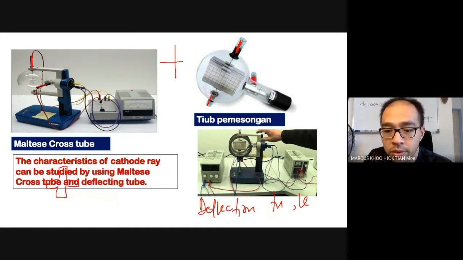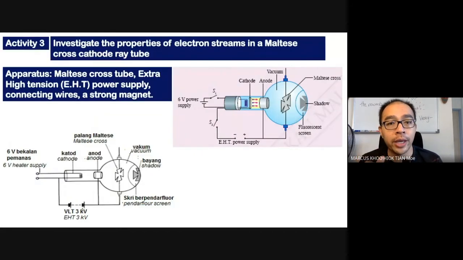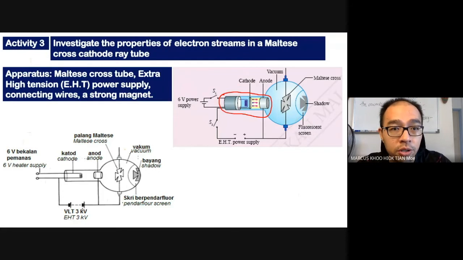Okay, so let's get down to this now. What if we put the cathode ray inside a Maltese cross cathode ray tube? We have the same thing over here. We have the electron gun. This beginning part is the electron gun, or actually, this whole thing is the electron gun, but we put a Maltese cross inside. So now it becomes a Maltese cross tube.